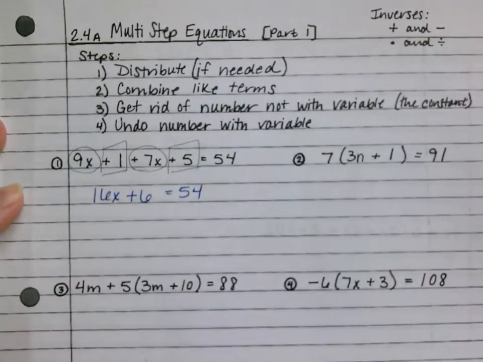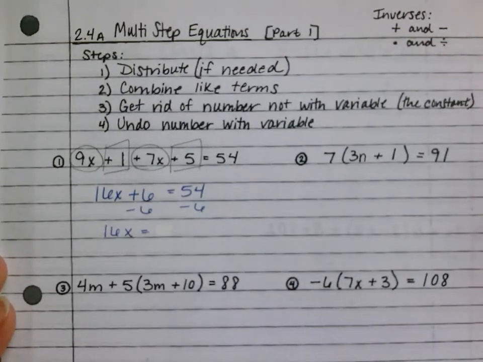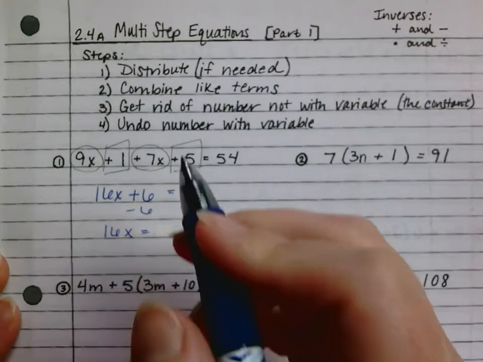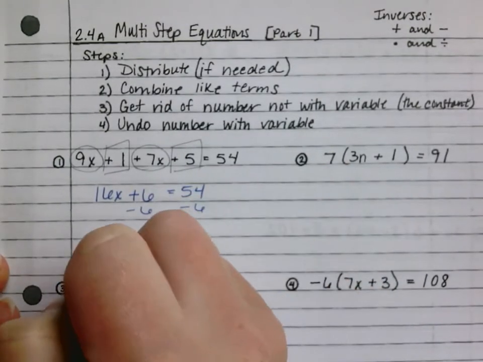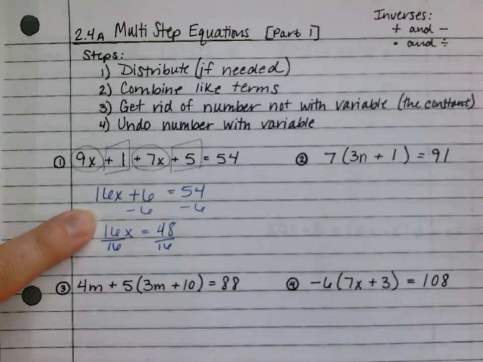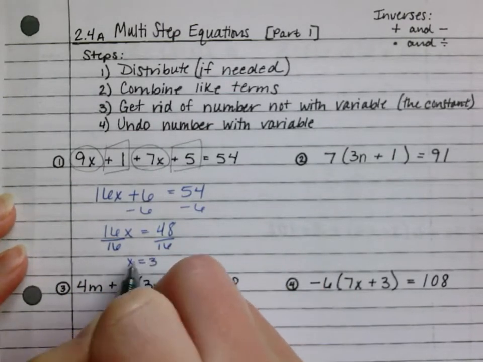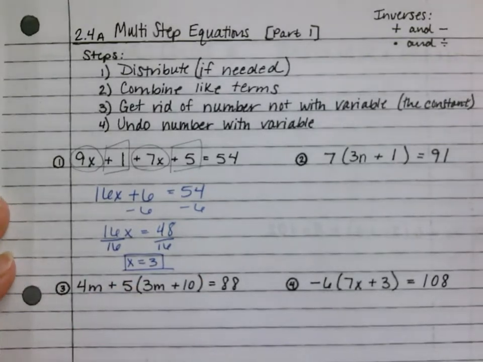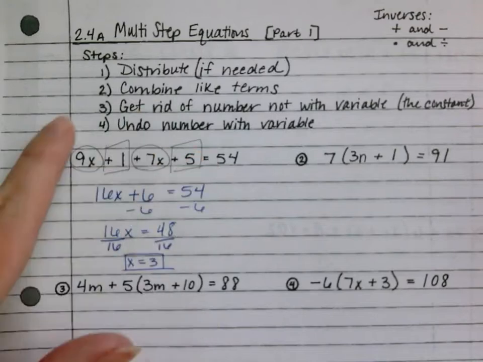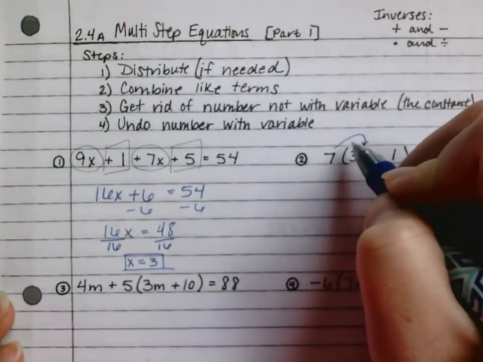And that equals 54. Next, we're going to get rid of our constant, which is 6, the number without the variable. And when we subtract 6 from both sides, we will get 48. And then we will get x by itself by dividing by 16, because that's the opposite of the multiplication here. And that will leave us with x equaling 3 as our final answer. Remember, we can always check that by putting 3 in for x, and then this side of the equation will end up equaling 54.